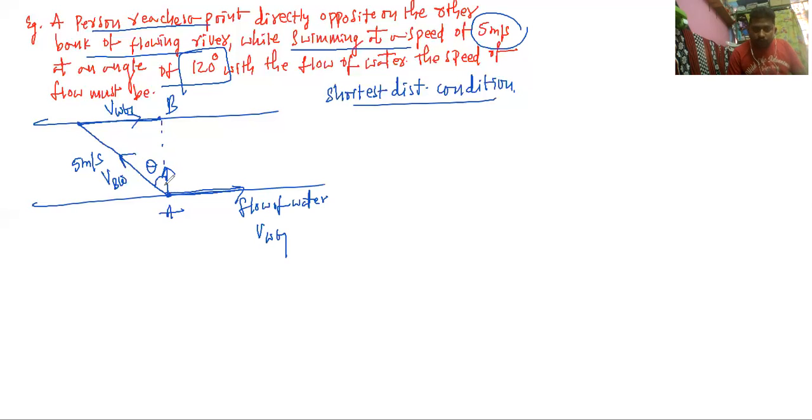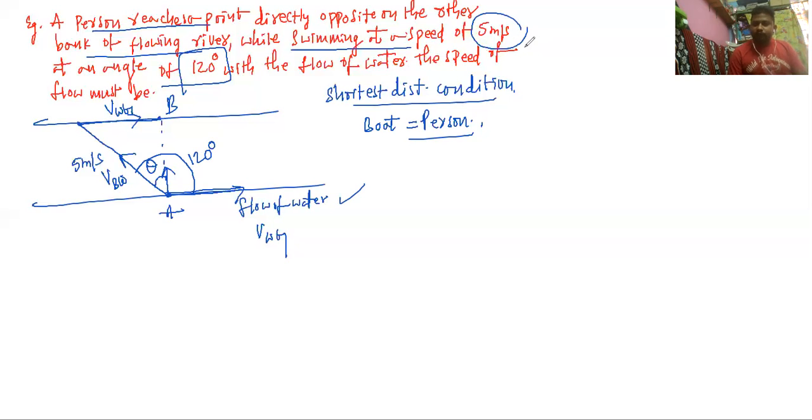Okay, so this vector and this vector are the same. Now, if you really understand the topic here, this velocity of the boat, see here, a person reaches directly opposite on the other bank of the flowing water while swimming at the speed of 5 meters per second. See, in the place of the boat, in this numerical, we are keeping a person. That's it. Understand? So here, this velocity of the person initially is making an angle of 120 degrees with the flow of water. That is the question.